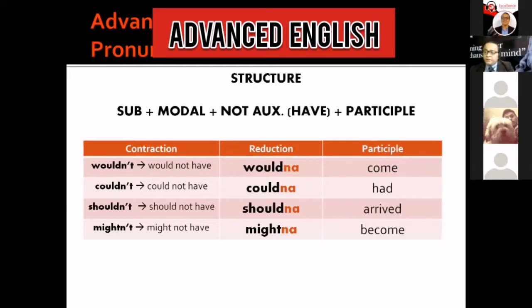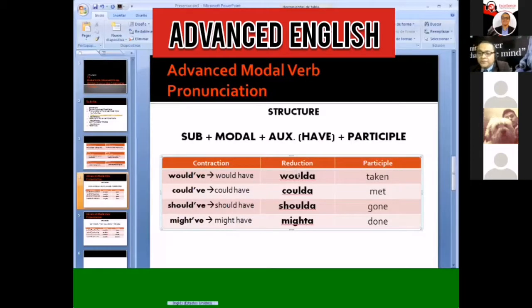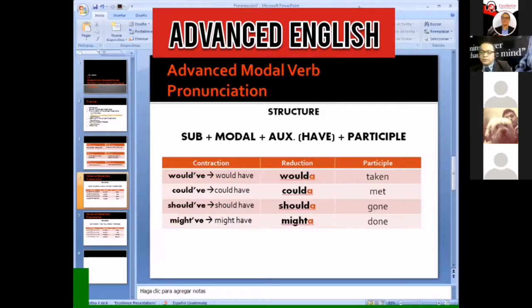So here you have the reduction for the negative form. And as I said, for the affirmative, the "of" will be reduced to a schwa sound. Okay. All right, awesome. Okay, great. So are we good there? All right, perfect.